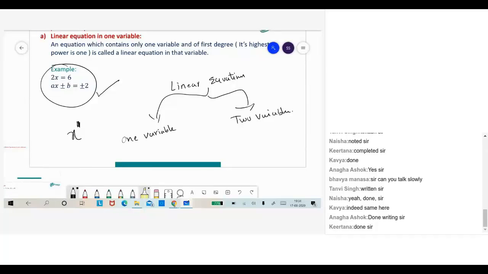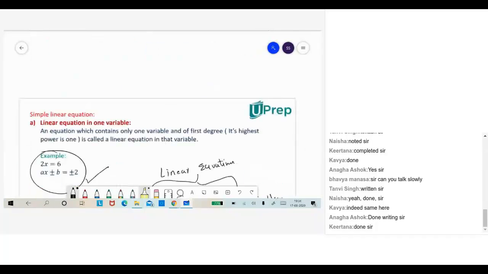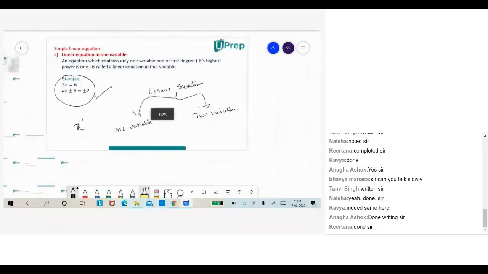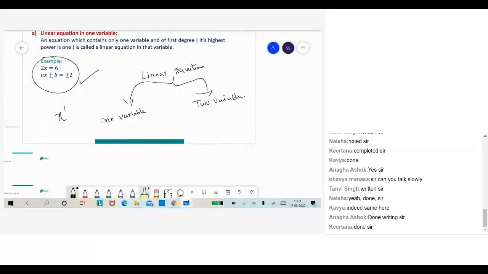If you observe, what is the degree of the variable? It is 1. If the degree of the variable is 1, then it's called a linear equation in one variable. So how do you define a linear equation? An equation which contains variables of first degree is called a linear equation. And what is a linear equation in one variable? An equation which contains only one variable, and that too of first degree.